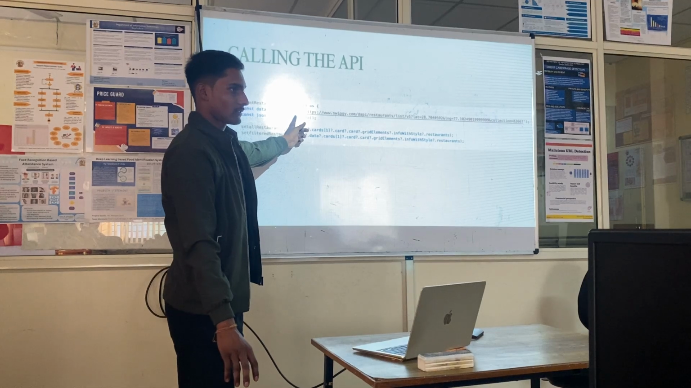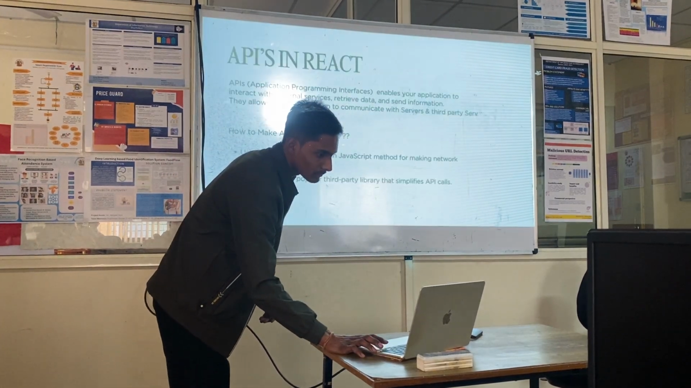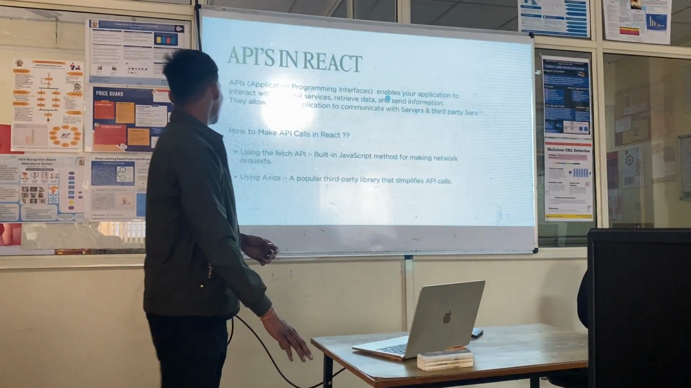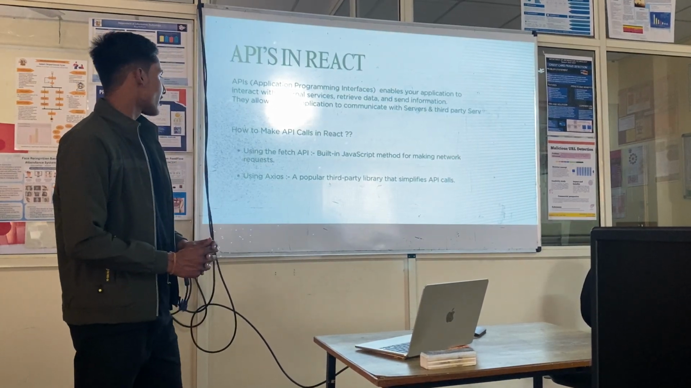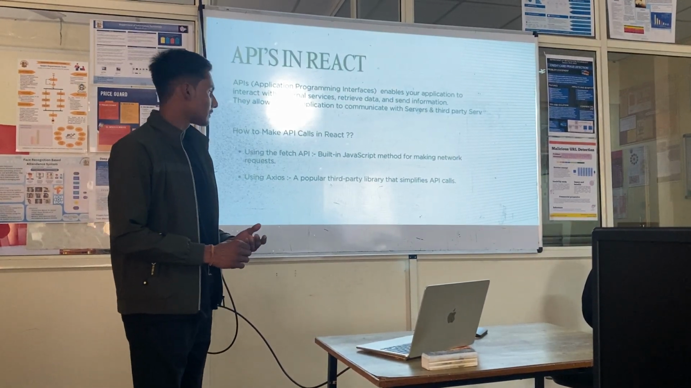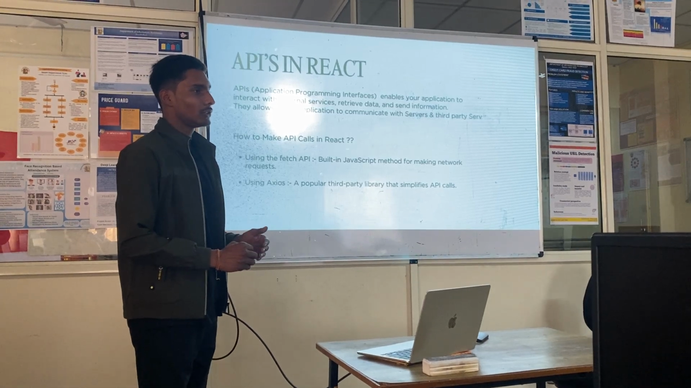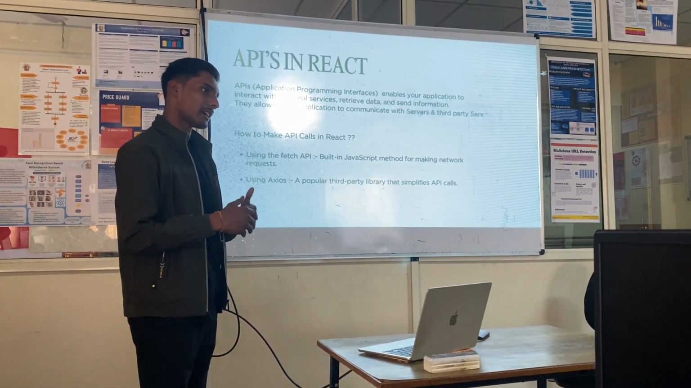Here, the fetch method. And the second one, using Axios. Axios is a third-party library that simplifies API calls and helps to save data from the server.